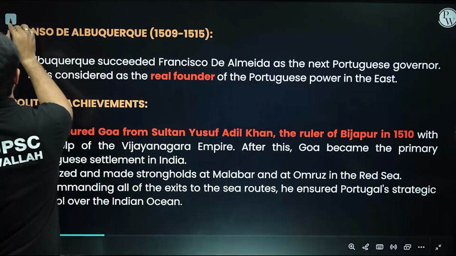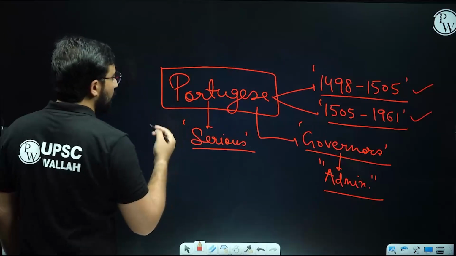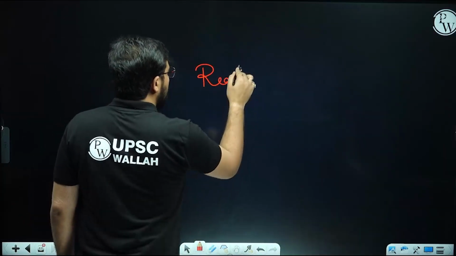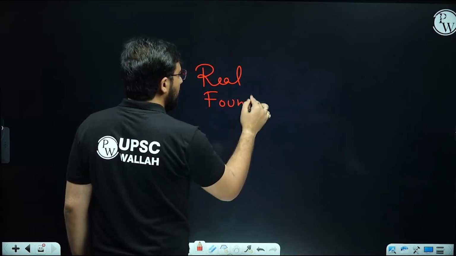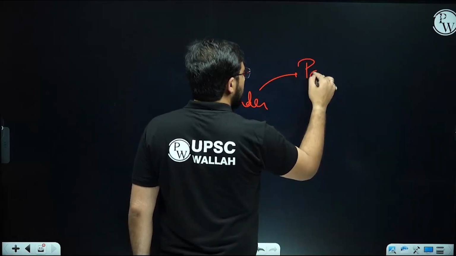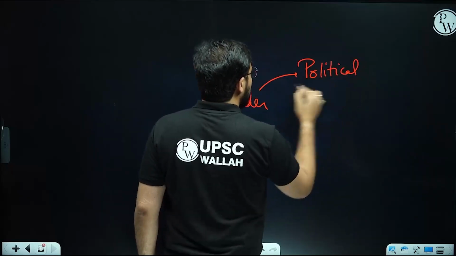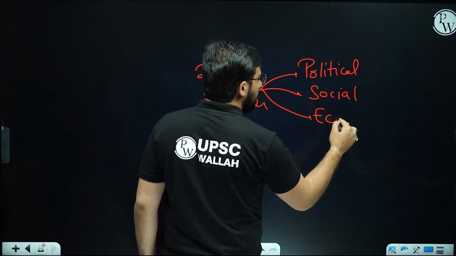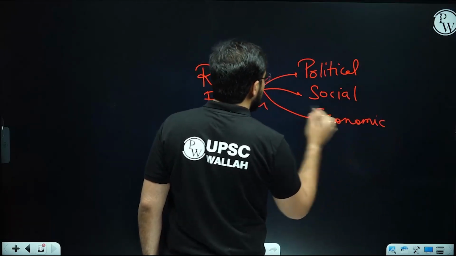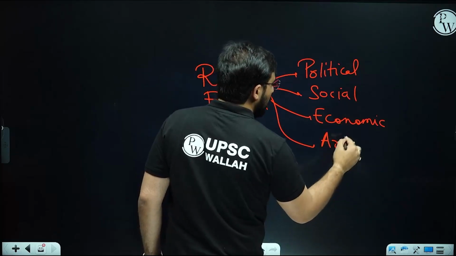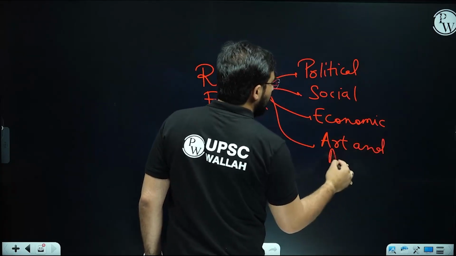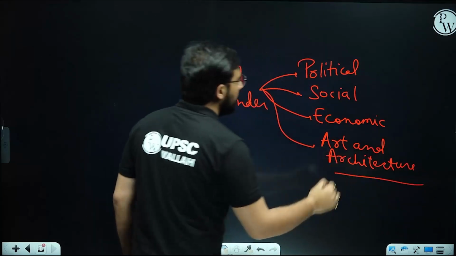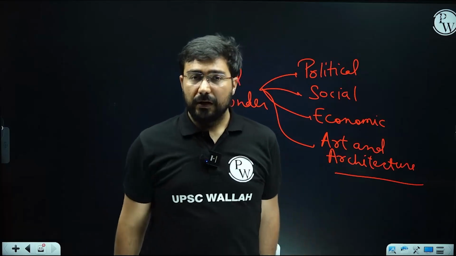Real founder means somebody who is able to institutionalize the whole process. He is known as the real founder because he was able to create political institutions in India. He was able to do social reforms. He also invested his time in the economic development of the areas which he captured, and he was also the person who participated in the development of art and architecture. So if you see the policy of Alfonso de Albuquerque, he was a complete person, a complete personality.